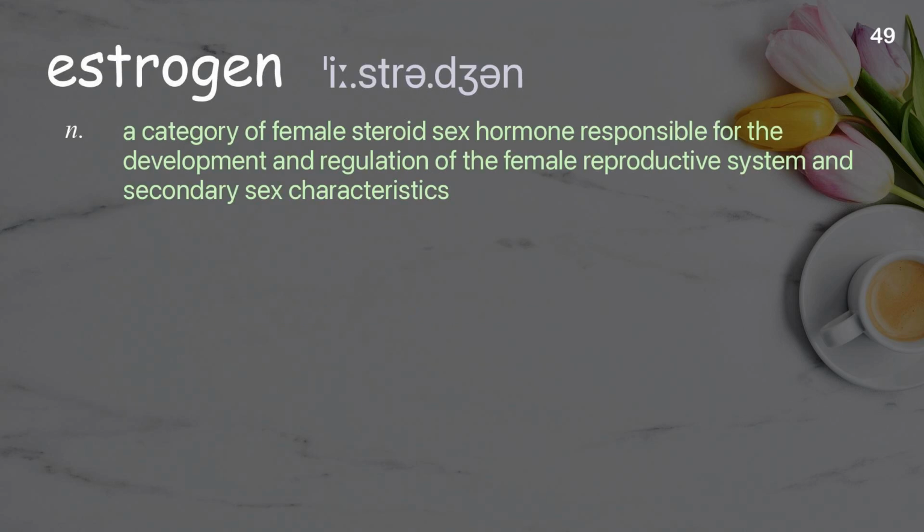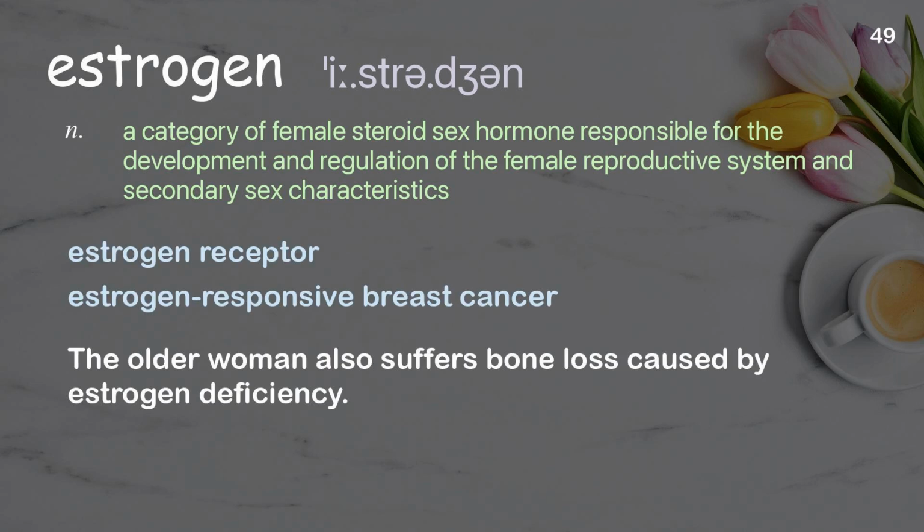Estrogen. A category of female steroid sex hormone responsible for the development and regulation of the female reproductive system and secondary sex characteristics. Examples: Estrogen receptor. Estrogen responsive breast cancer. The older woman also suffers bone loss caused by estrogen deficiency.